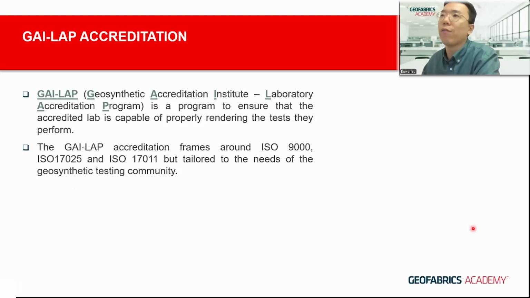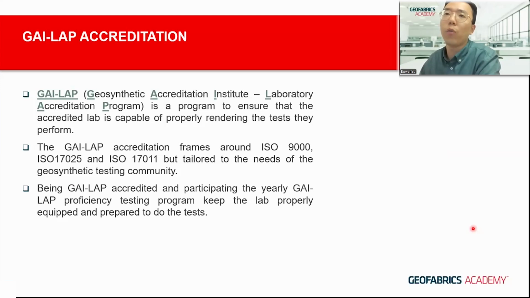GAI-LAP essentially frames around the ISO 9000, ISO 17025, and ISO 17011, but it is tailored to the needs of the geosynthetic testing community. So what does being GAI-LAP accredited mean? We need to participate in the yearly GAI-LAP proficiency testing program with more than 100 other labs and compare the testing results together. That helps us to keep the lab properly equipped and prepared to do the tests properly.